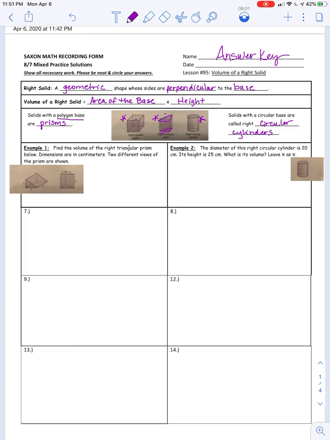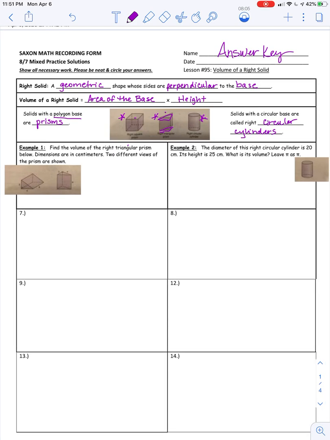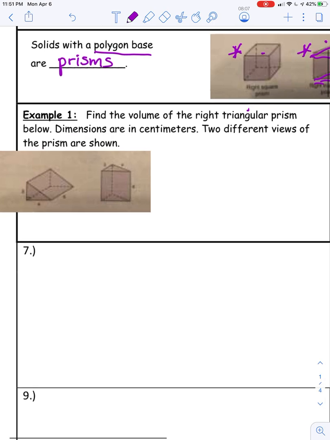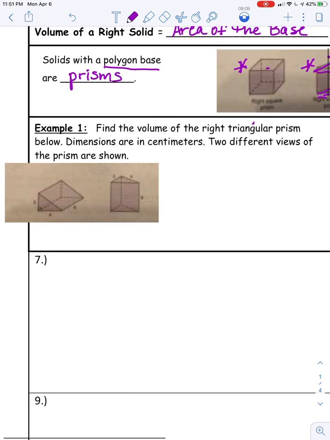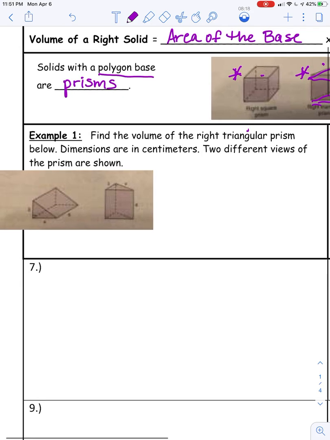Okay, so now we're going to get to the nitty-gritty of this lesson, and we're going to do some examples. So let's look at example 1. I've got a couple of drawings here. These came right out of your book, and they might be hard to see here. I think you can see them okay in your actual notes, but on my iPad, when I expand that, it's a little bit blurry. Here's what the problem says. Find the volume of the right triangular prism below. Dimensions are in centimeters, and we're showing two different views of the prism.